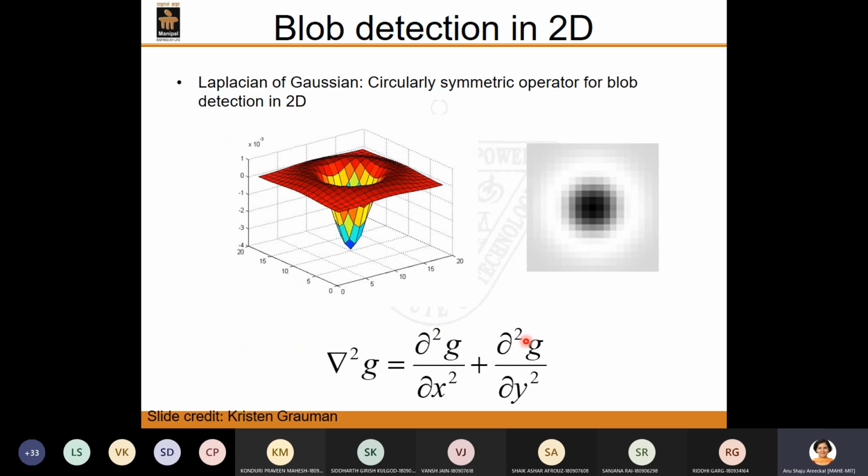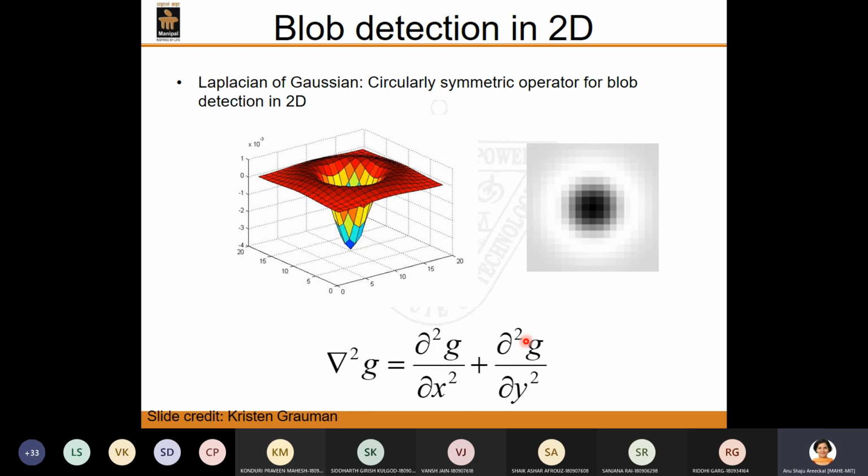Now, another feature descriptor as well as detector that we are going to learn is the SIFT operator. SIFT stands for Scale Invariant Feature Transform. So before we go to the details of SIFT, let's discuss what is a Laplacian of Gaussian operator.